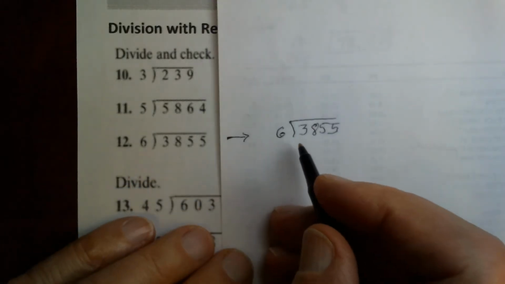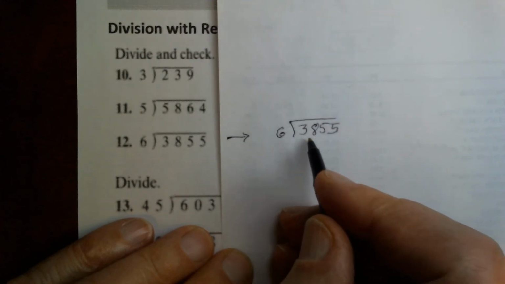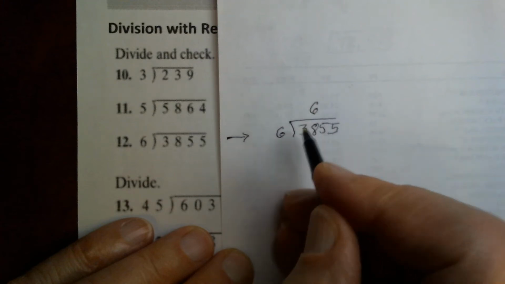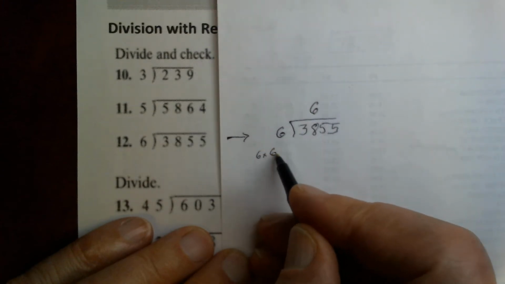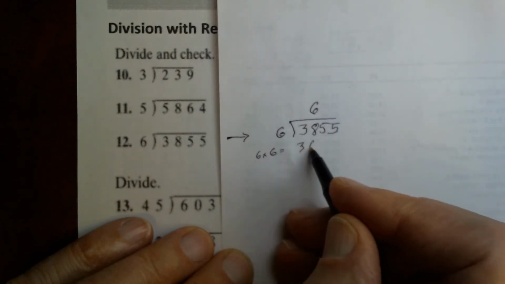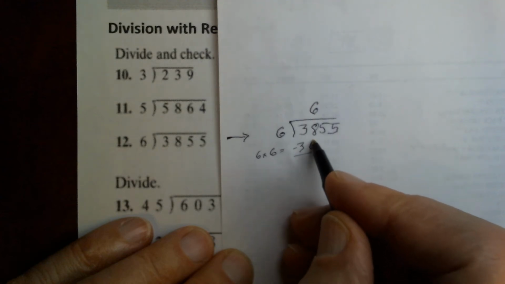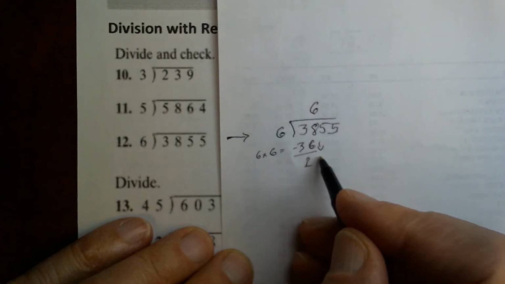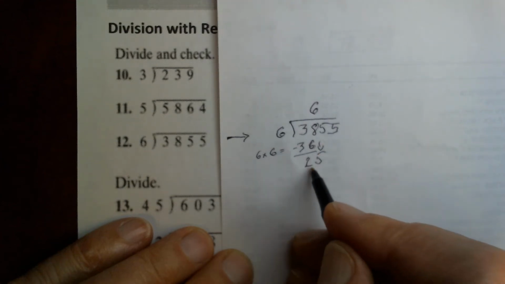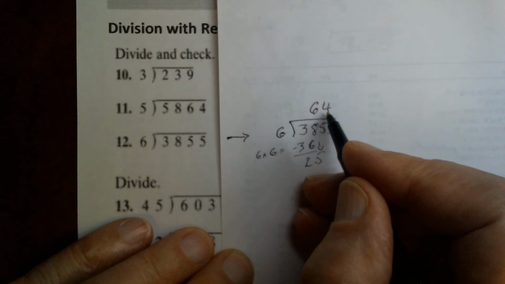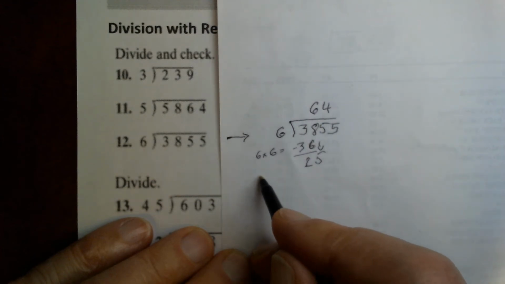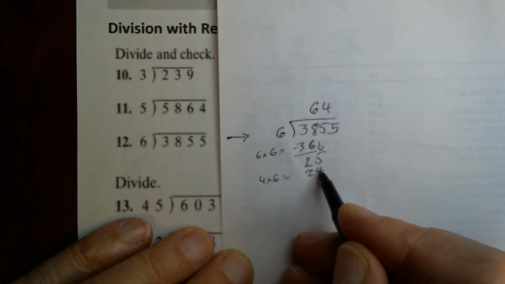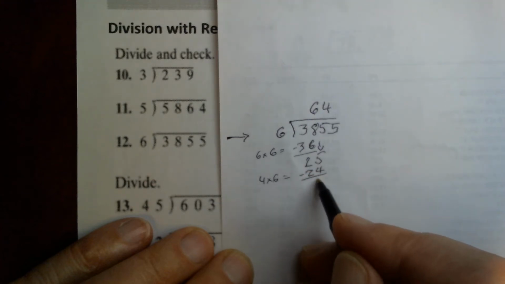So for number 12, 6 divided into 3,855. 6 goes into 38 6 times. So 6 times 6 is equal to 36. There's a minus. Then 8 minus 6 is 2. You bring down the 5. 6 divided into 25 is 4. And 4 times 6 is equal to 24. We subtract that. That gives us a 1.